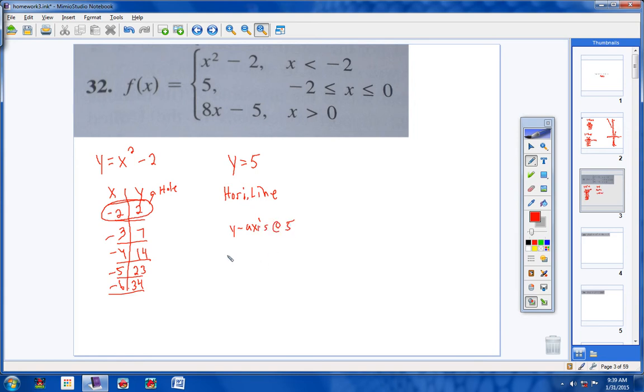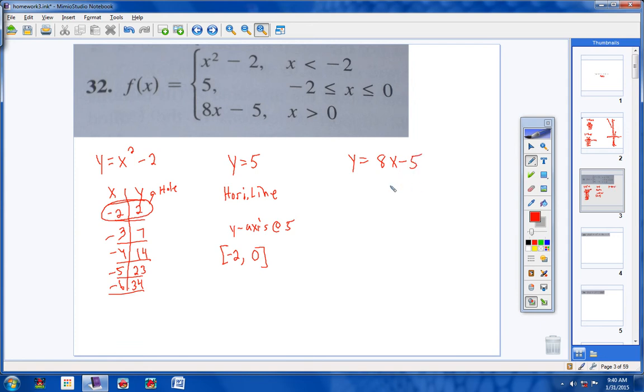Now, it's going to be cut off. It's going to run from, I'm going to use interval notation, negative 2 to 0, and that's it, inclusive. We'll come back to that later. Now, my other function is y equals 8x minus 5, okay?